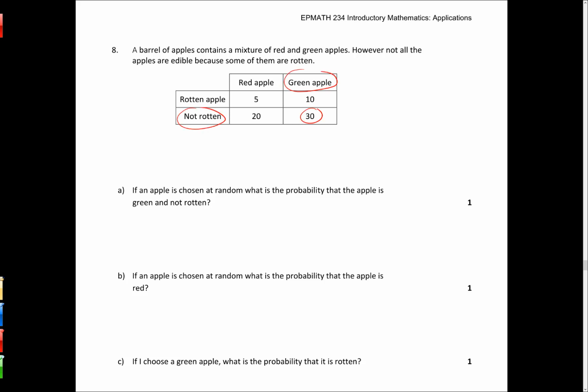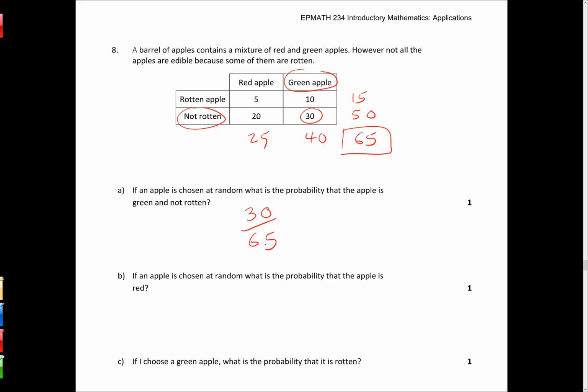30, but it says probability. So it's got to be 30 of those apples out of how many? Let's just add some totals columns. I sense we'll need them anyway. 5 and 10 is 15. 20 and 30 is 50. 5 and 20 is 25. 10 and 30 is 40. 25 and 40 is 65, as is 15 and 50. So yep, 65 is the grand total here, not people in the survey, but of this barrel of apples that was sampled.